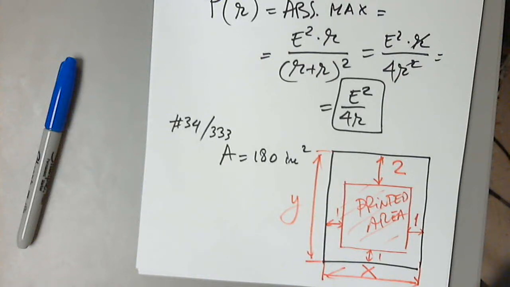So that the printed area is maximum. That's our starting point. So we have to find a function for the printed area that we need to maximize. So let's say we call it S again.